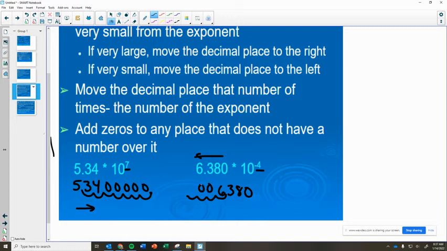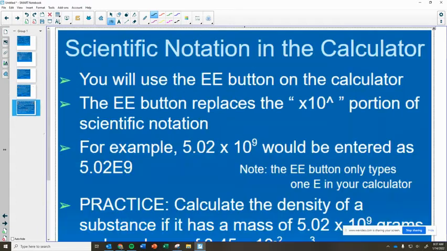All of the wells that are not filled are going to become zeros, and my number is 0.000, whoops, that's a 0, 638.